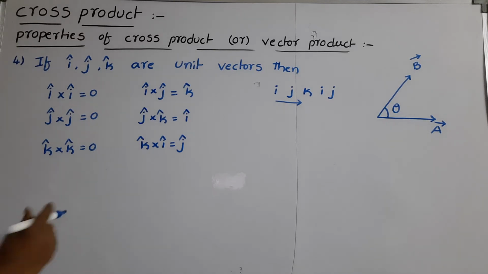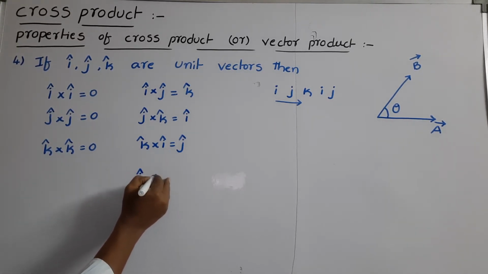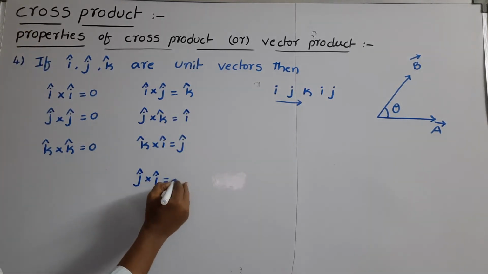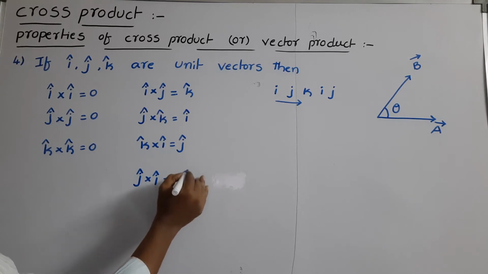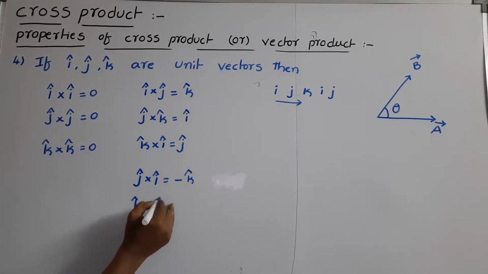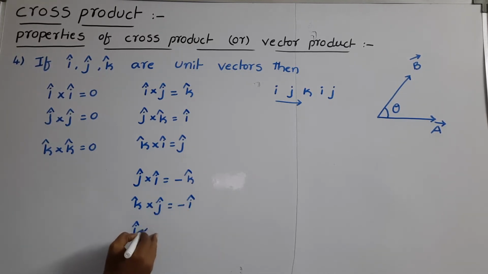But if you go in reverse manner, that means j cross i, if you are coming in the opposite direction, then we get a minus symbol here: minus k cap. k cross j is equal to minus i cap. i cross k is equal to minus j cap, we can get.